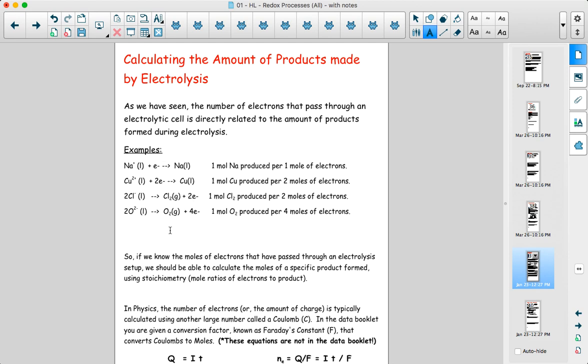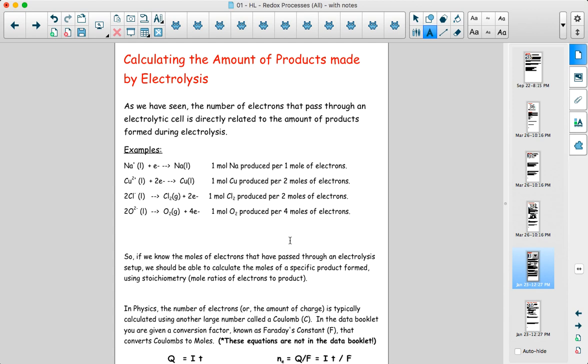As an example here with 4 different ions, a sodium ion only takes 1 electron to reduce it to sodium metal. So that's a 1-to-1 ratio between electrons and sodium. A copper 2+ ion takes 2 electrons. To form chlorine, it actually takes 2 electrons because chloride ions, although they're 1-, you need 2 of them in order to form 1 mole of chlorine gas. So to form 1 mole of chlorine gas, you need 2 moles of electrons to be lost. And to form 1 mole of oxygen, again, it's diatomic, so it takes twice as many electrons as you would expect. So 4 moles of electrons to form 1 mole of oxygen.